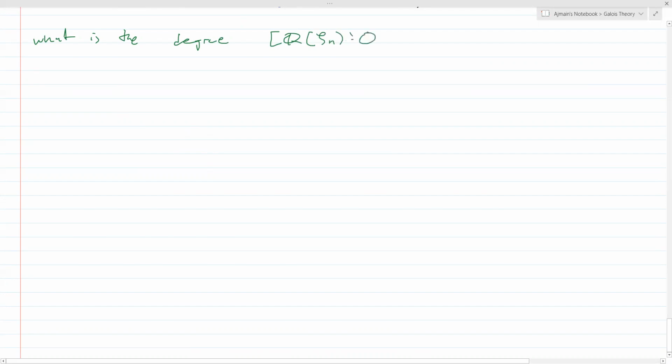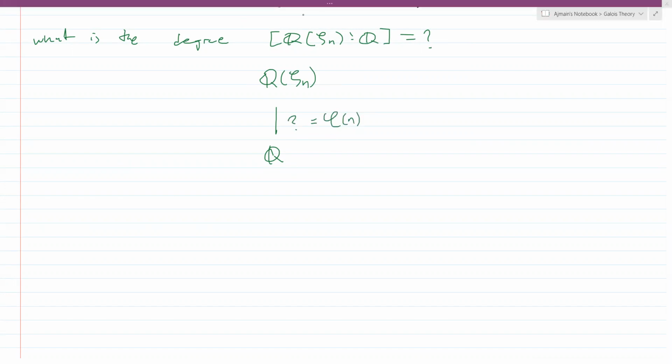Okay. So now the last part, I'm going to answer the question. The original question that we were trying to answer is, what is the degree of this extension? So you take Q and then you extend it by a primitive nth root of unity, zeta n, and you want to know what is this degree. And the proposed answer was that it's phi of n. So how do we show this?